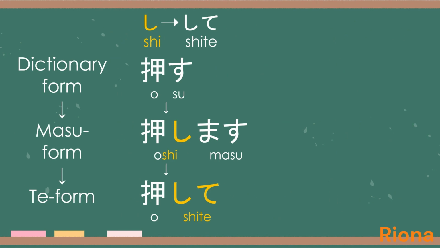And in the case of 押します, which is the mas form of push, 押す, the character before mas is し. So, by changing this し to して and removing mas, we can make it て form.